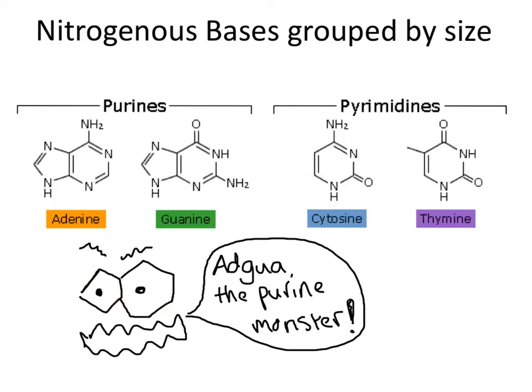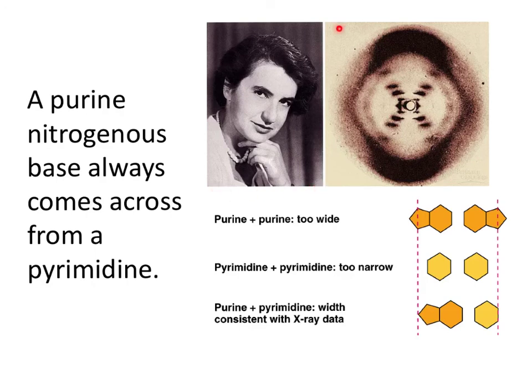Those are the pyrimidines. So Rosalind Franklin knew from her famous photo that the DNA helix must have been pretty smooth. You see in this picture, it's not really that bumpy. So she was able to figure out that the width of the DNA molecule must be consistent. You could never have a purine across from a purine because that would be too wide, nor a pyrimidine across from a pyrimidine because that would be too narrow. But a purine across from a pyrimidine would be just perfect. So inside the DNA helix, a purine nitrogenous base always comes across from a pyrimidine nitrogenous base.